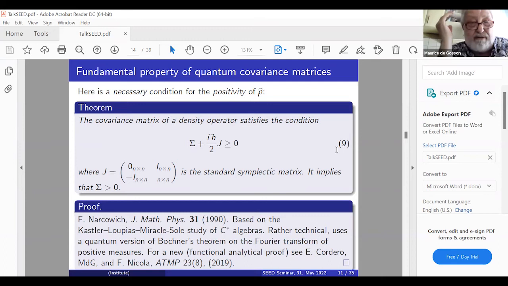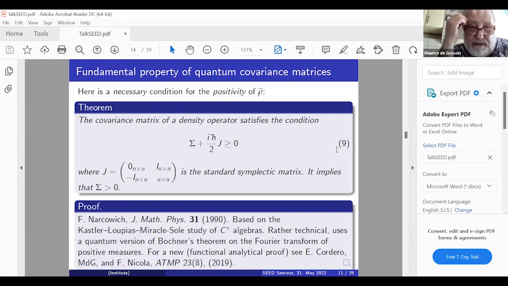To prove that, it's not easy at all. It looks like a little triviality, but it's not. One thing here, I said that it's a necessary condition for positivity. It's not a sufficient condition, except for Gaussian states. I'll talk more about that in a moment. It's very difficult to prove, and actually for the proof, I refer to a paper of Narcowich, from 1990. It's based on the Cartier, Lupias, Miracle-Sole study of C-star algebras. So it's a complex procedure. It uses a quantum version of the Bochner theorem, which I will show in a moment here.